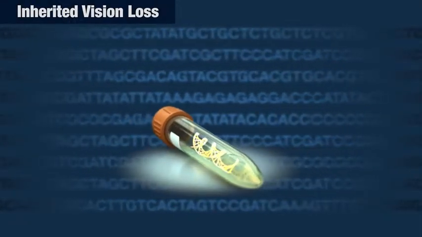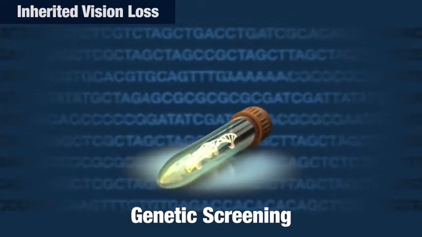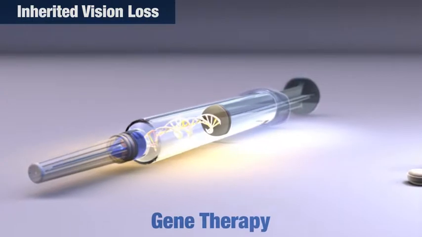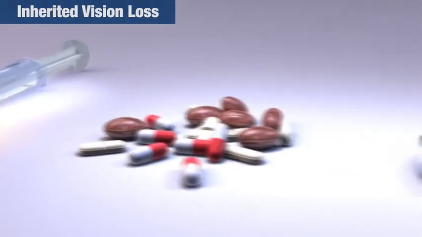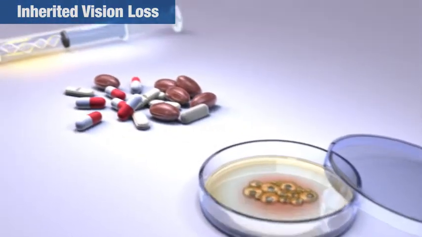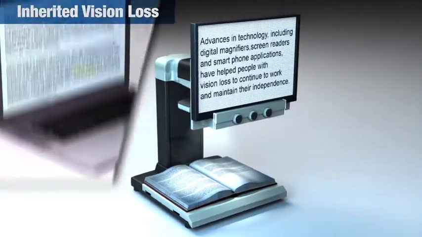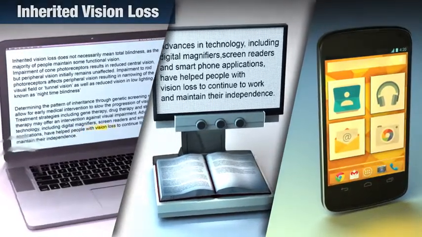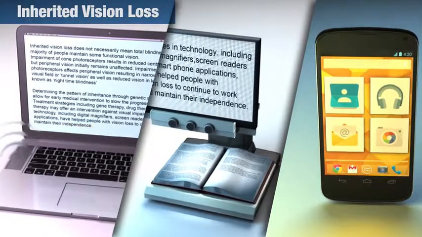Determining the pattern of inheritance through genetic screening may allow for early medical intervention to slow the progression of vision loss. Treatment strategies including gene therapy, drug therapy, and stem cell therapy may offer an intervention against visual impairment. Advances in technology, including digital magnifiers, screen readers, and smartphone applications, have helped people with vision loss to continue to work and maintain their independence.